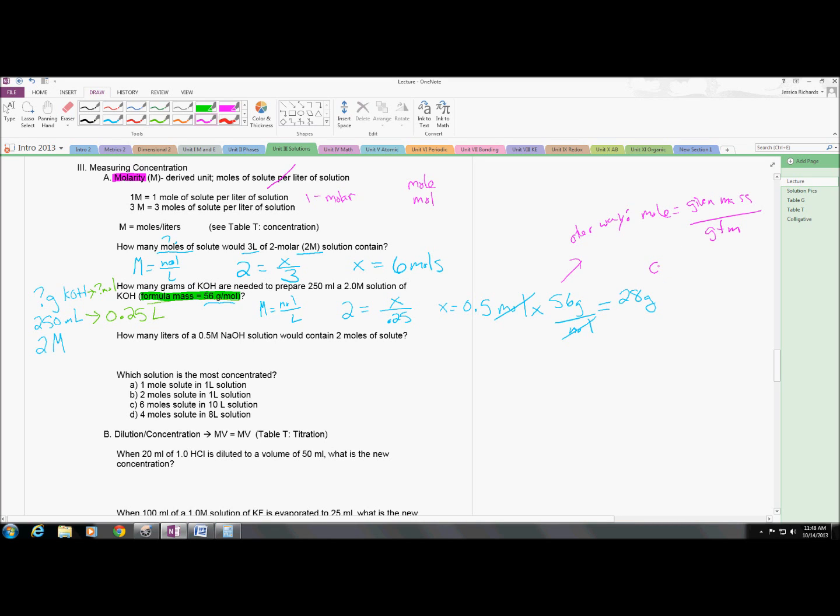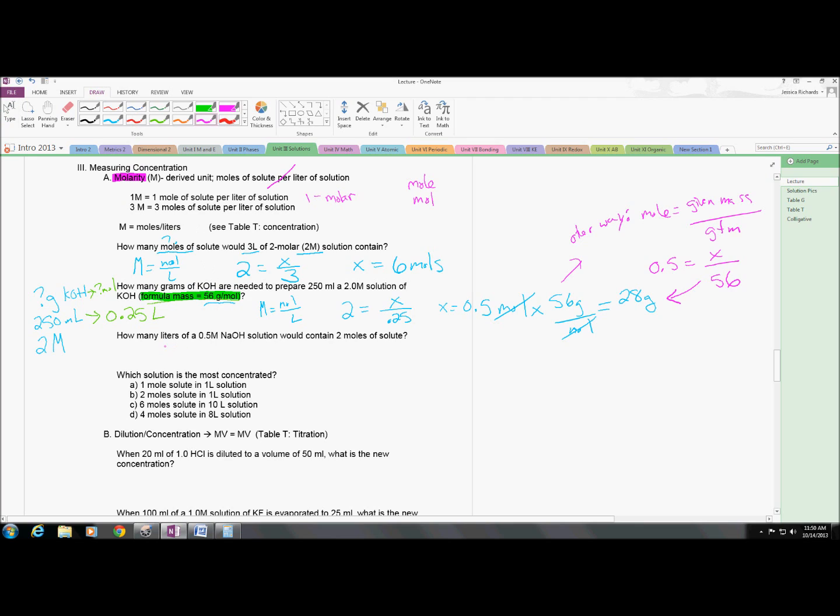In this case, we have moles as 0.5. Our given mass is what we're looking for, and our gram formula mass is 56. So again, we have 56 times 0.5 to solve for that, and we're going to be right back at 28 grams. Next problem is another straightforward word problem.